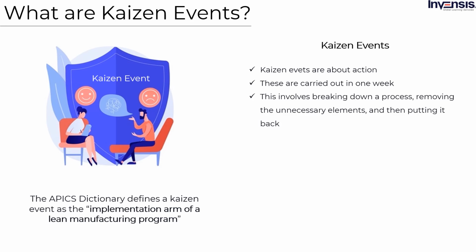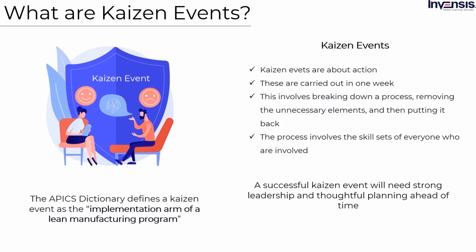This involves breaking down a process, removing the unnecessary elements, and then putting it back together in a new and improved way. The process should now work more smoothly and fully utilize the skill sets of everyone involved. Kaizen events are traditionally short-term brainstorming and implementation methods that are used to improve the existing processes. Employees, managers, and even C-level owners get together to map out existing processes, discuss ways these processes can be improved, and then determine action items within the operator's scope.